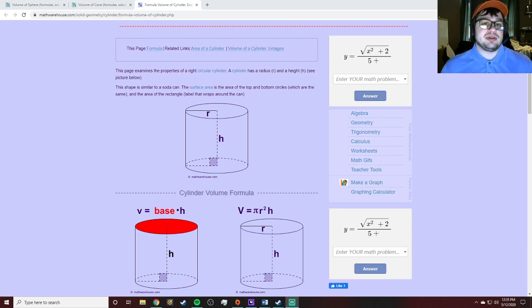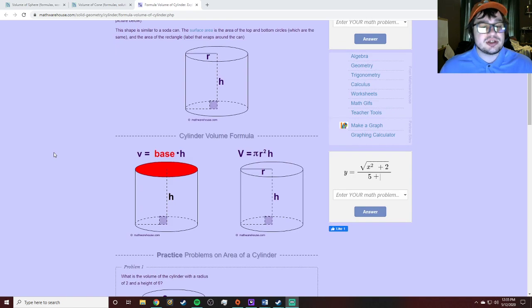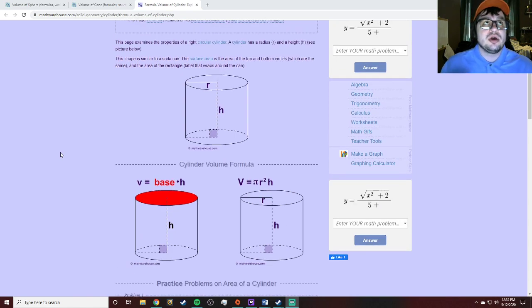Now here's the cool thing about this. So we're going to start with the volume of a cylinder. The volume of the cylinder is the same that you'll see with a prism. It's going to say volume equals area of the base times the height. In this case, since we're dealing with circles, the area of a circle is pi r squared. So the volume of a cylinder is pi r squared times the height.